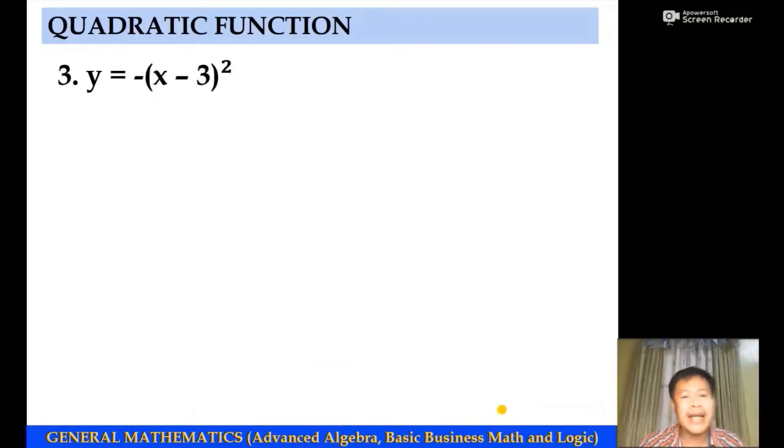Number 3, the second to the last example of a quadratic function. y = -(x - 3)². Take note, since our quadratic term is negative, the parabola opens downward. Therefore, if your graph is opening upward, that is automatically wrong, because mathematics is very perfect.